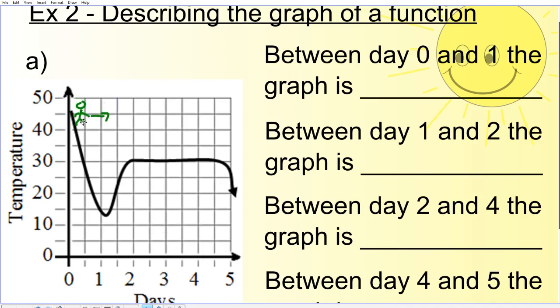So, my little dude here in green, between days 0 and 1, between here and here, what's going on? Well, between those 2 points, it is decreasing. It is going down. Okay?